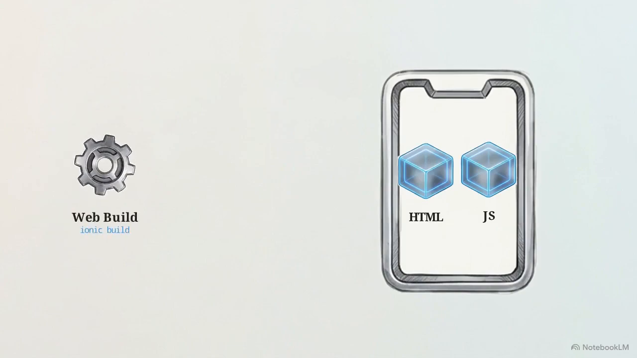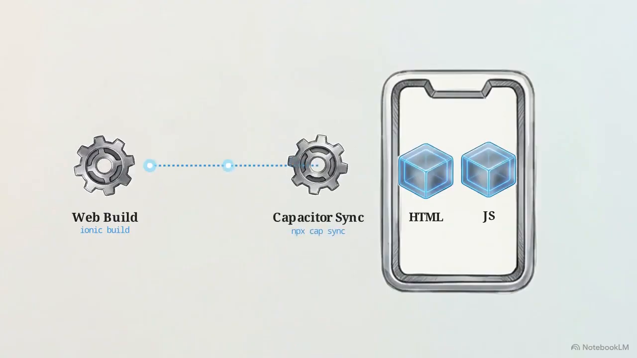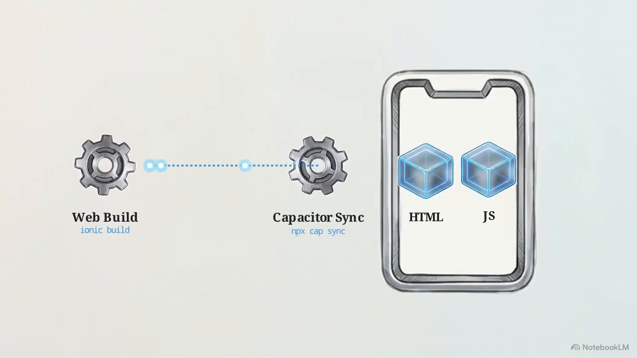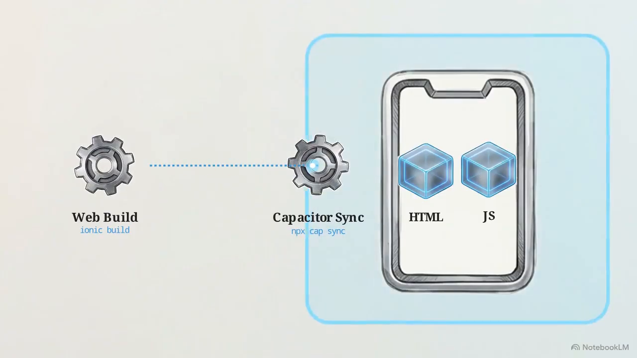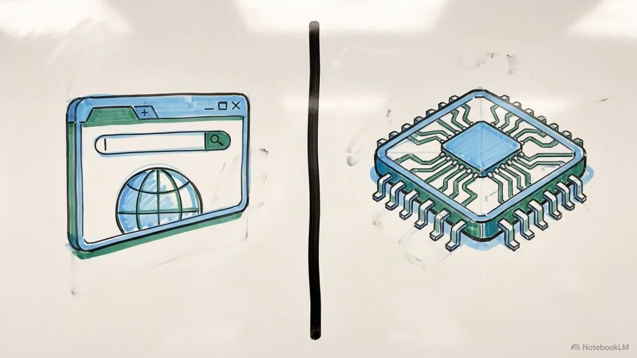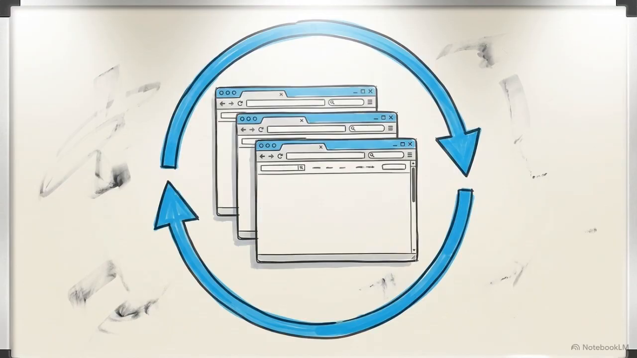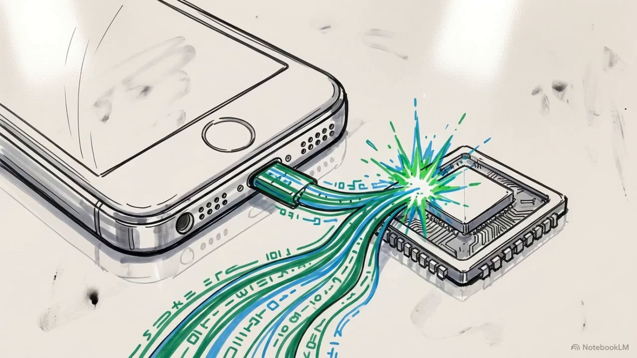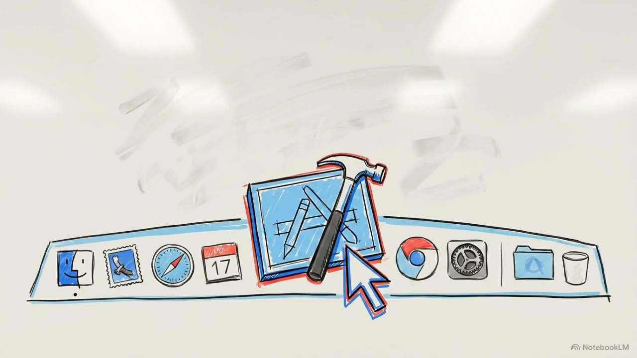Moving updates into that native project is a two-step execution. First, run a web build to compile your code. Then, run a sync command to push those compiled assets across the bridge into the Capacitor shell. This separation of environments is intentional. You iterate quickly in the web browser and then sync the final product over to guarantee native performance on the actual device hardware. Now, we transition out of the web environment entirely.